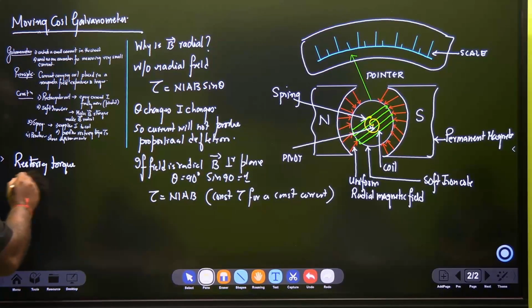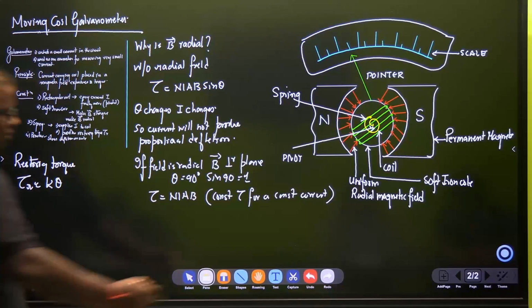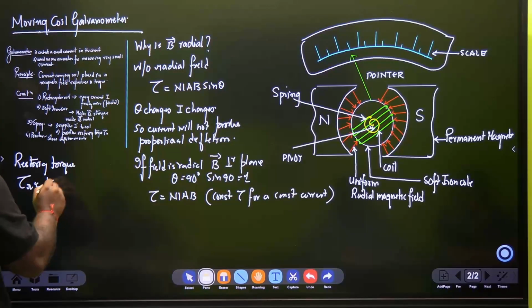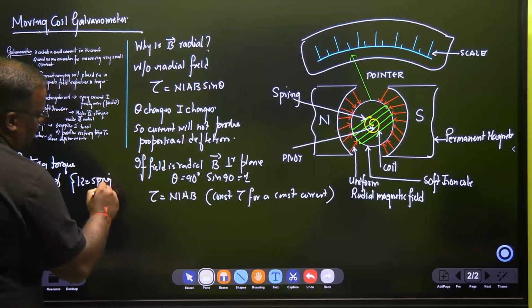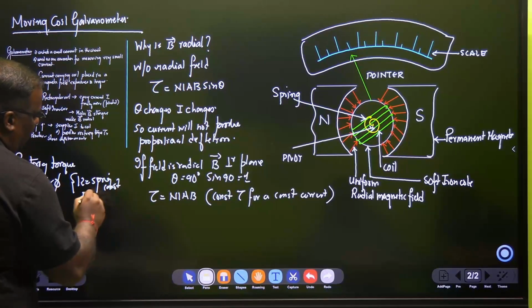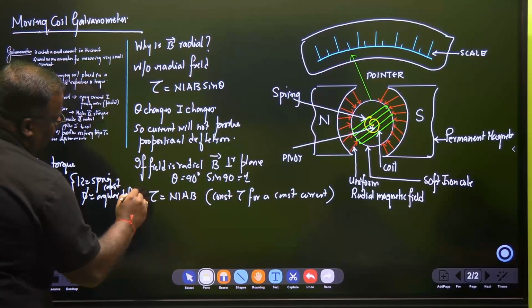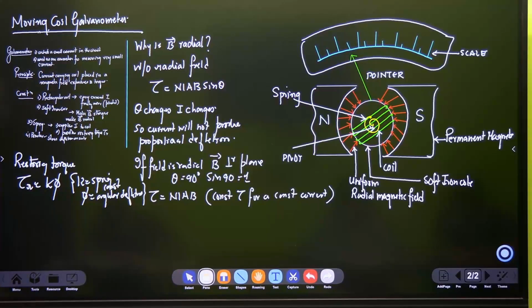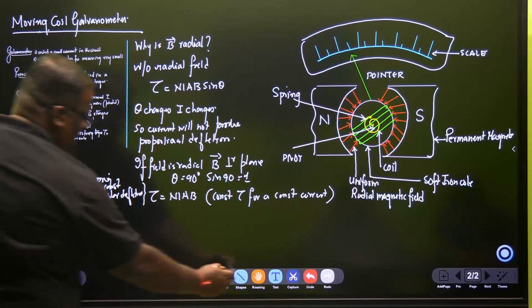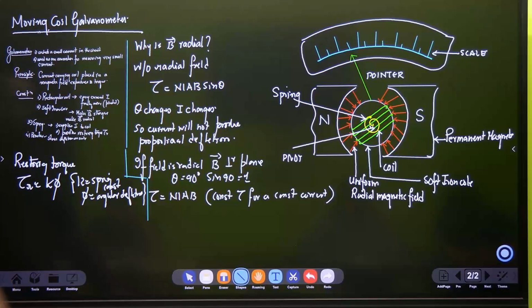So restoring torque, tau R, will always be equal to K into phi. Not theta, phi. Where K is the spring constant and phi is the angular deflection. Did you understand what the angular deflection is? It means how much your pointer deflected. Phi.